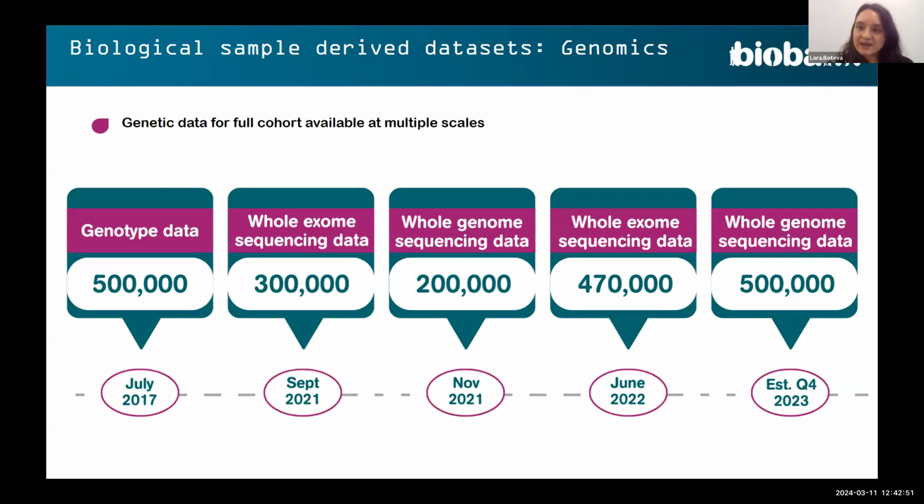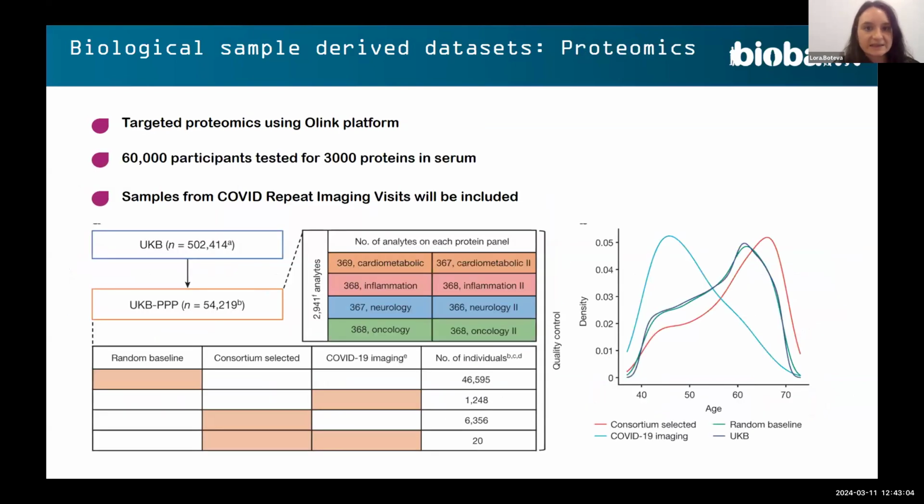And most recently, we released full genome sequencing data for the full cohort, so 500,000 people, which at the moment makes us the largest collection of genome sequencing data in the world. Beyond sequencing, we also have additional ongoing sample projects.